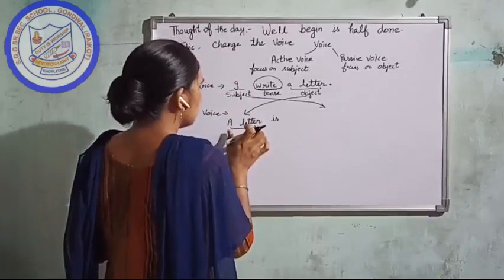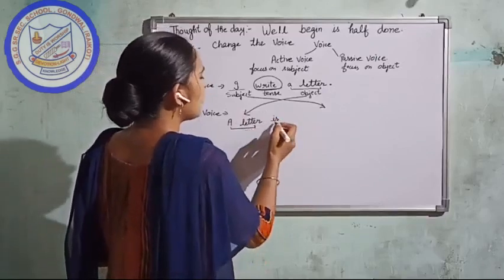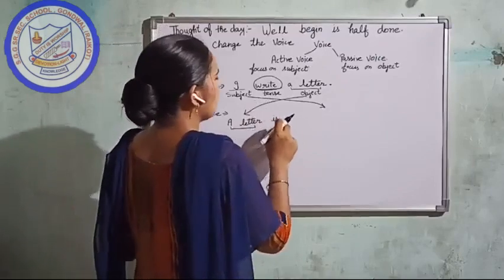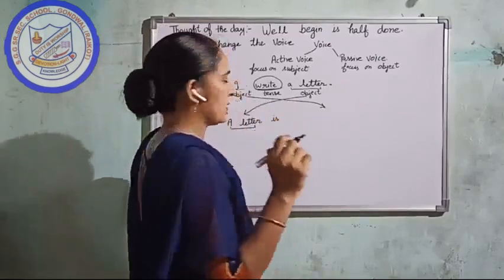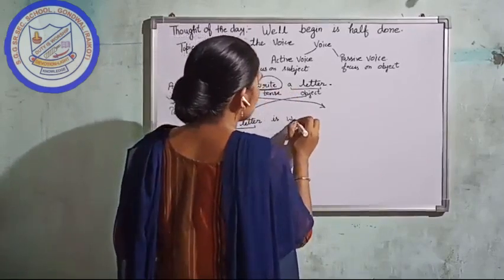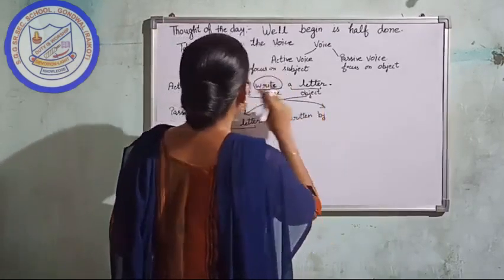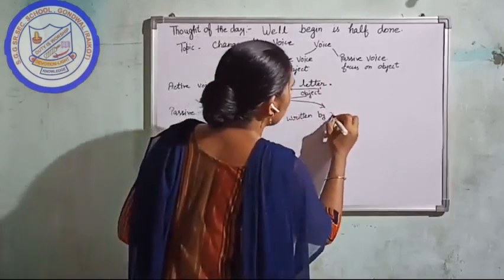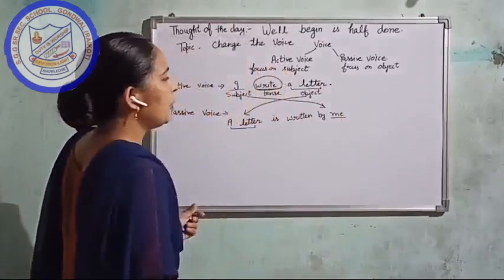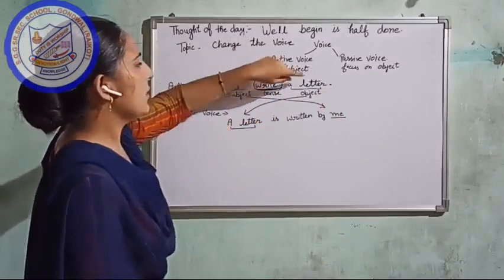If there is plural subject, then we will make use of are, but now we will make use of is. A letter is. After that, past participle means B3. Write, wrote, written. A letter is written, then preposition by, then subject will replace here as object and it will change into me.